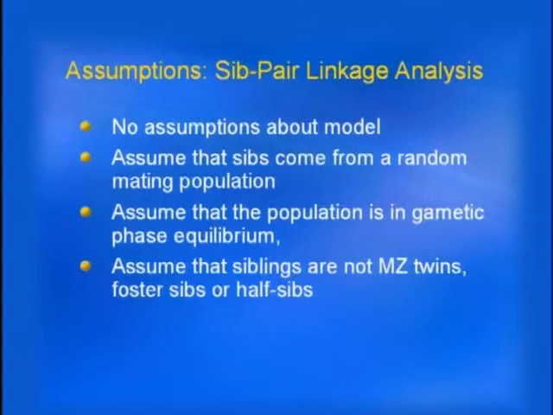As with the other non-parametric approaches, we make no assumptions about the underlying genetic model. In other words, we don't have to specify what it is. We assume that the siblings come from a random mating population. We assume that the population is in equilibrium. We'll go into this a little bit more when we talk about association studies. We also assume that the siblings are not MZ twins. They're not foster sibs, they're not half sibs, that they are full siblings.